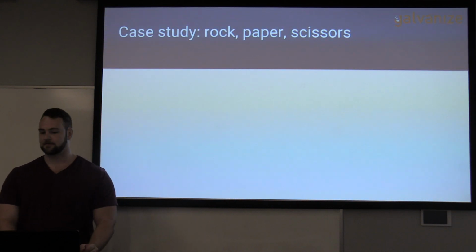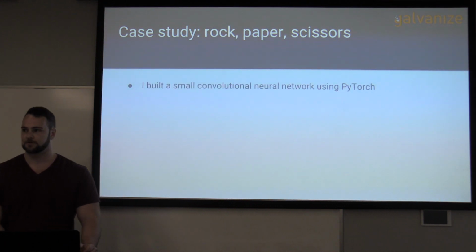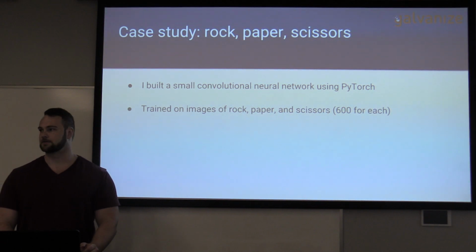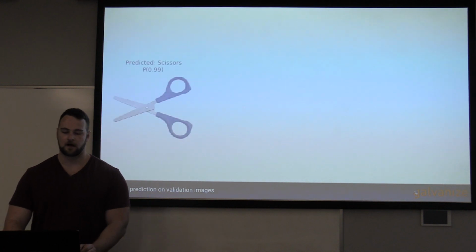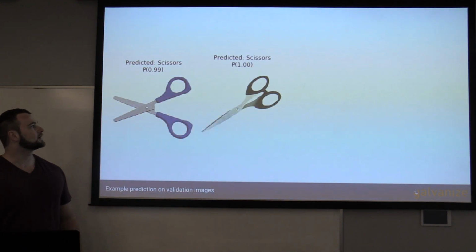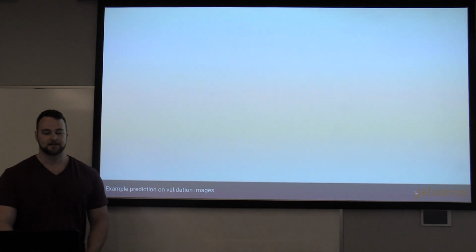So I did my case study to tell the difference between rock, paper, and scissors. I built a small convolutional neural network using PyTorch, and I trained it on images of rock, paper, and scissors. And the results are pretty good, so let's have a look at some of those. Here you can see predictions for scissors with very high probability of certainty in the prediction, so 0.99, 1.0, 0.97, etc. Same thing for paper.